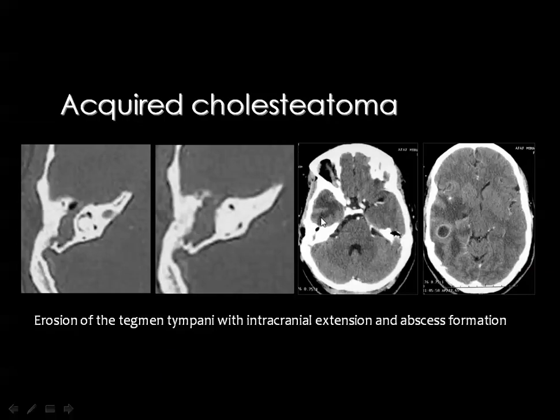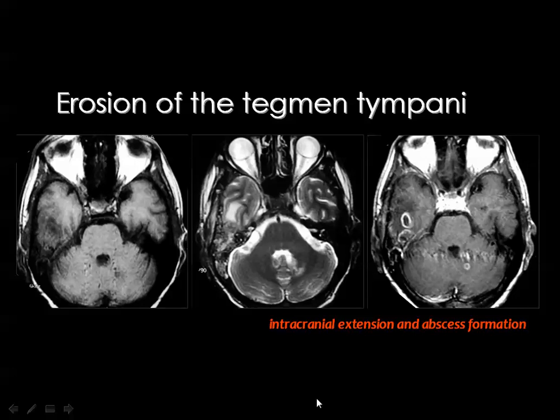This is an example of cholesteatoma with the erosion and the destruction of the tegmen tympani and consequent extension of the infection into the brain, leading to the formation of a cerebral abscess in the temporal lobe, which is marginally enhancing, surrounded by extensive perifocal brain edema.